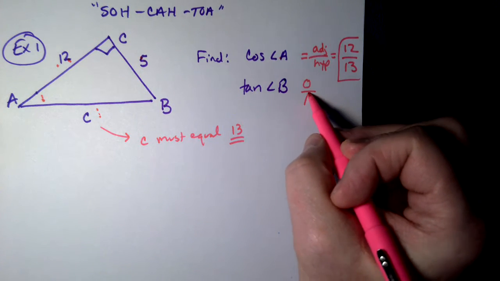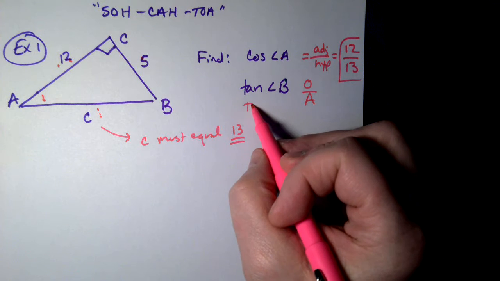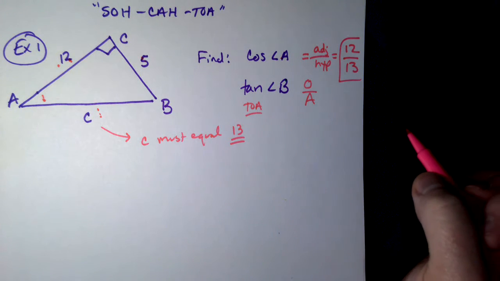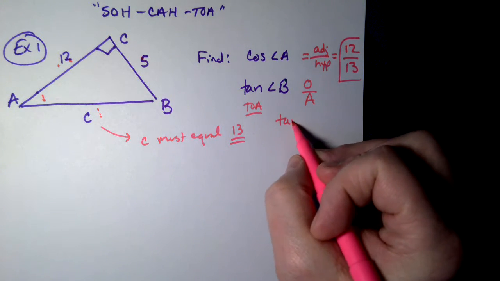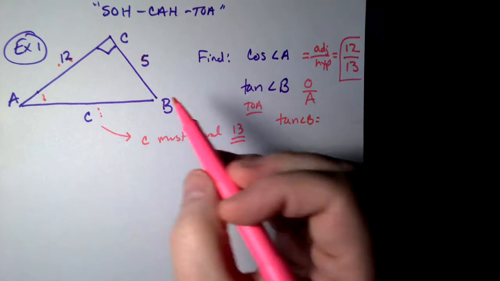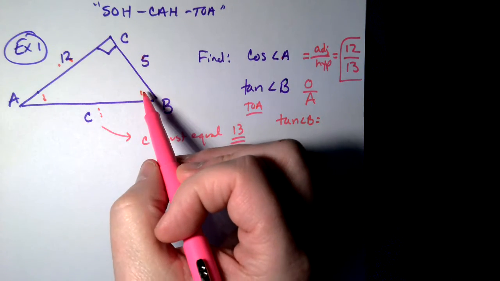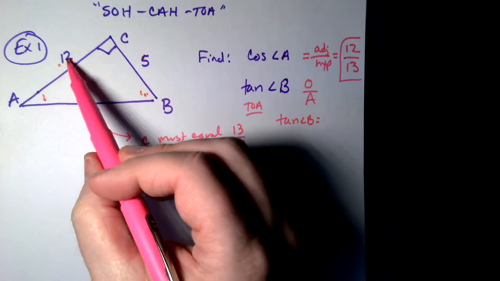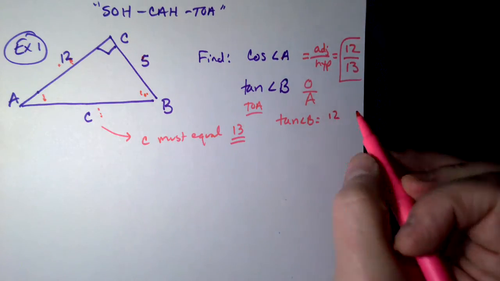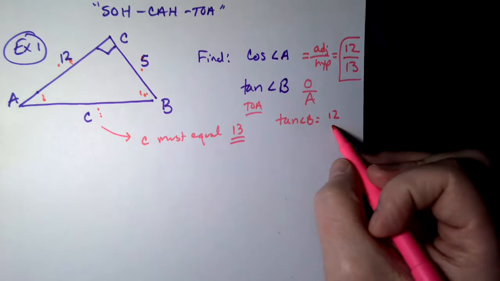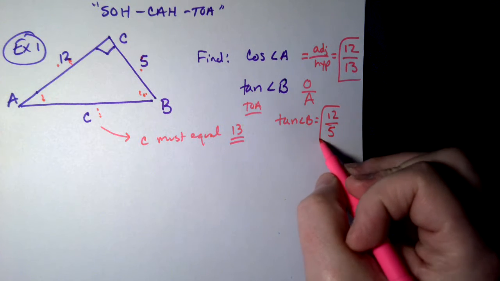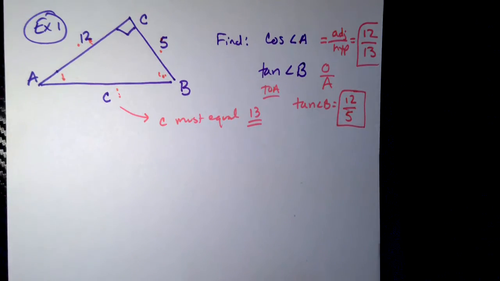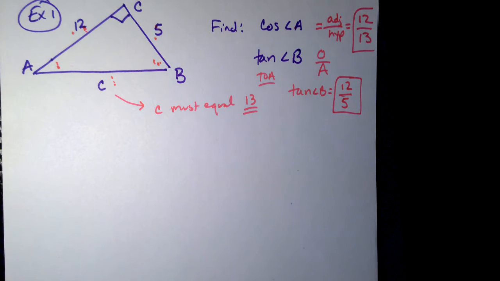What's the tangent? Tangent is opposite over adjacent. Think TOA of SOHCAHTOA. So the tangent of angle B, here's angle B now. We're talking about the other acute angle. Opposite B is 12, and the adjacent leg is 5. 12/5 is the right answer here.